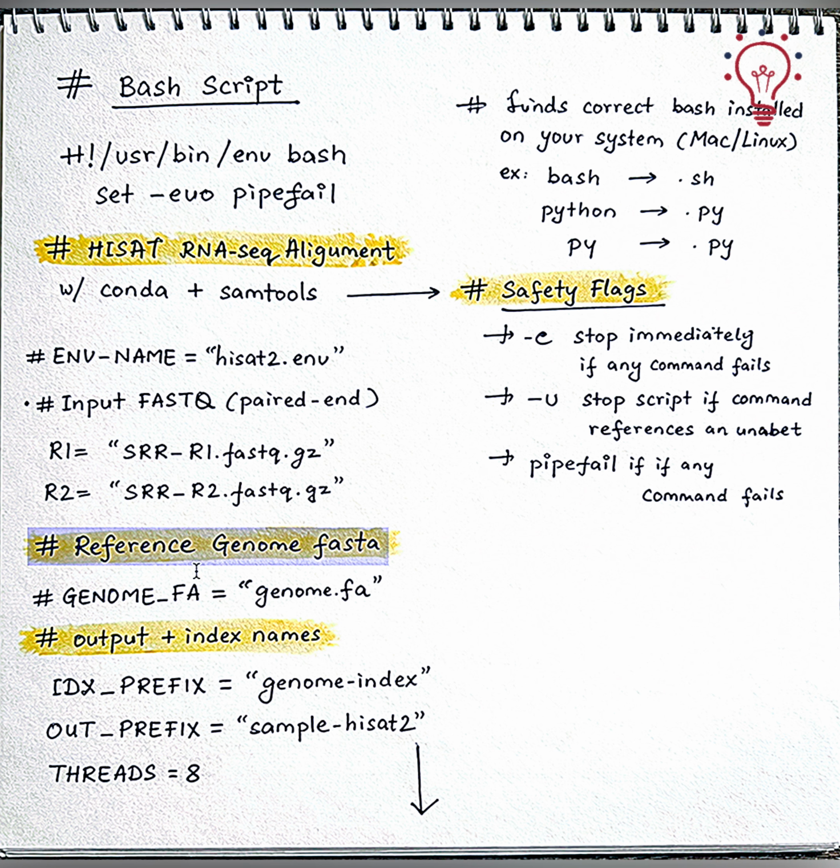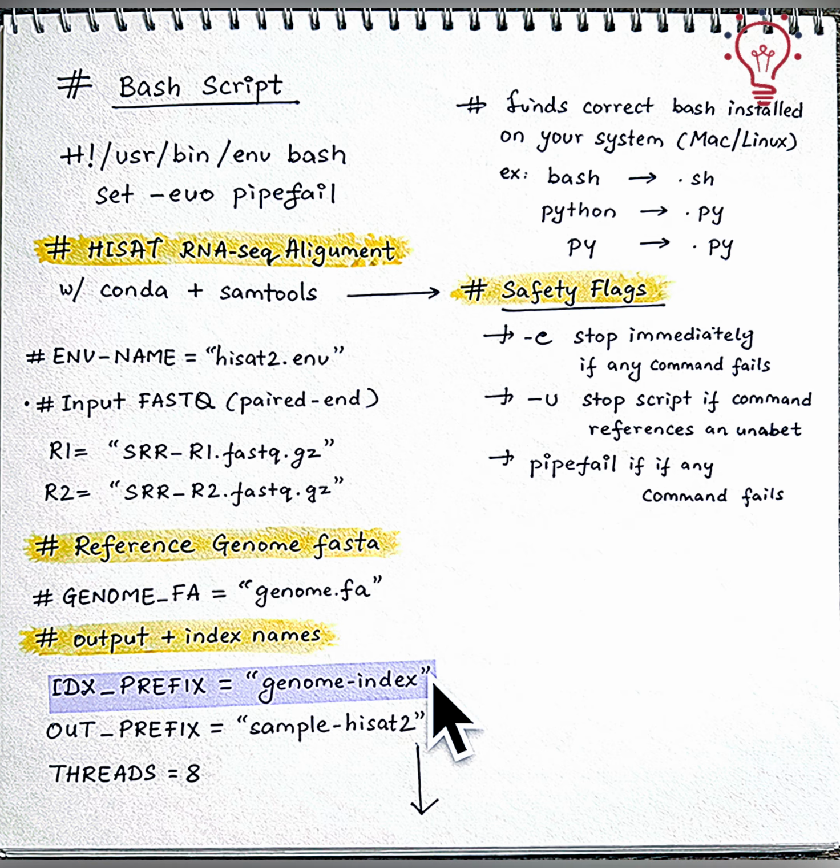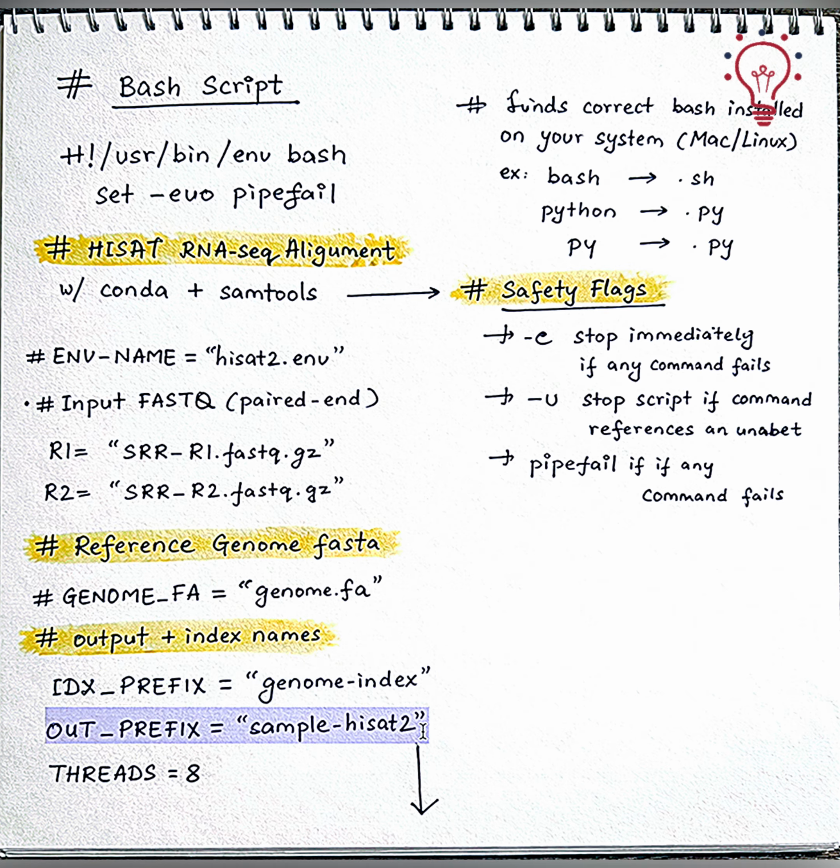After that, we define output and index naming. IDX_PREFIX equals genome_index. OUT_PREFIX equals sample_hisat2. These names help organize alignment results. Finally, we specify the number of threads. THREADS equals 8. This allows parallel processing, making alignment faster. So this section of the script mainly defines inputs, outputs, environment, and execution settings before running the actual HISAT2 alignment.